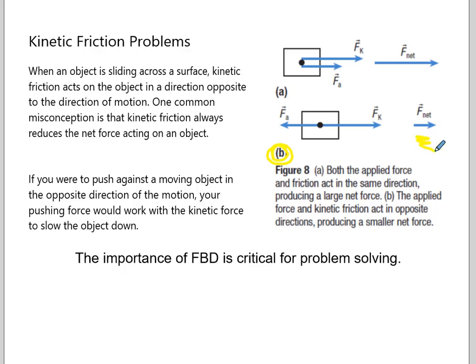But there are times where both the FA, the applied force, and the friction force will be in the same direction, and you'll notice it makes the F net larger, which is a little bit different. So that's just something to think about. You don't have to memorize or anything like that. It just really reinforces the idea that the free body diagram is critical for problem solving.